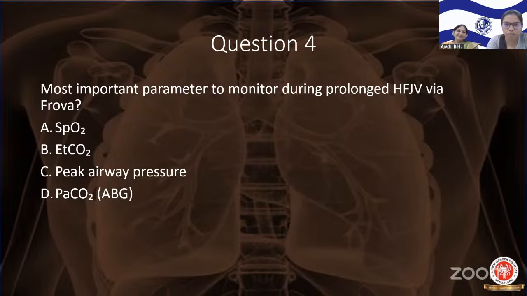Question number 4. The most important parameter to monitor during prolonged high-frequency ventilation via FROA is saturation, EtCO2, peak airway pressure, or ABG PaCO2? Most of them are answering D. Only one of them has answered B, EtCO2. Both B and D are correct, EtCO2 or PaCO2.